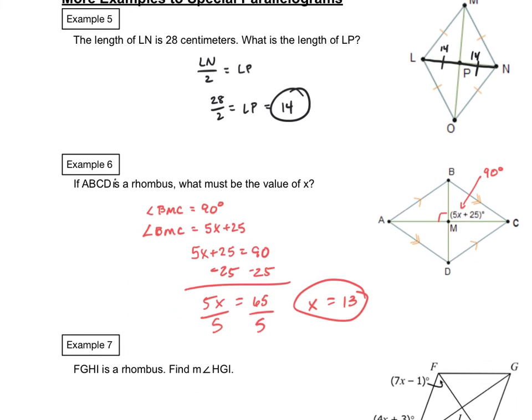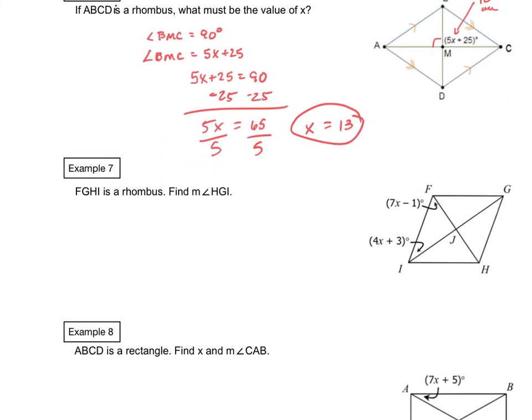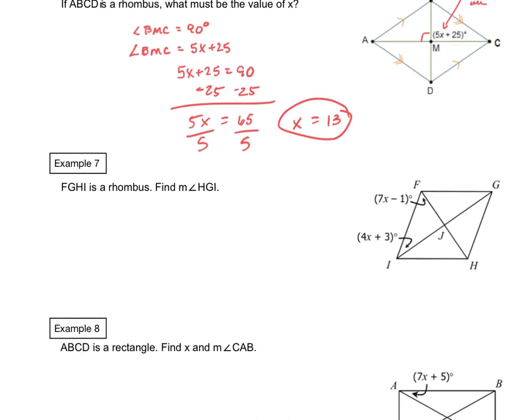So I was able to use this relationship, knowing that they are perpendicular right angles, to find the value of x in a rhombus. Looks like example number 7 is also a rhombus. So as we see, FGHI is a rhombus. Find the measurement of HGI.